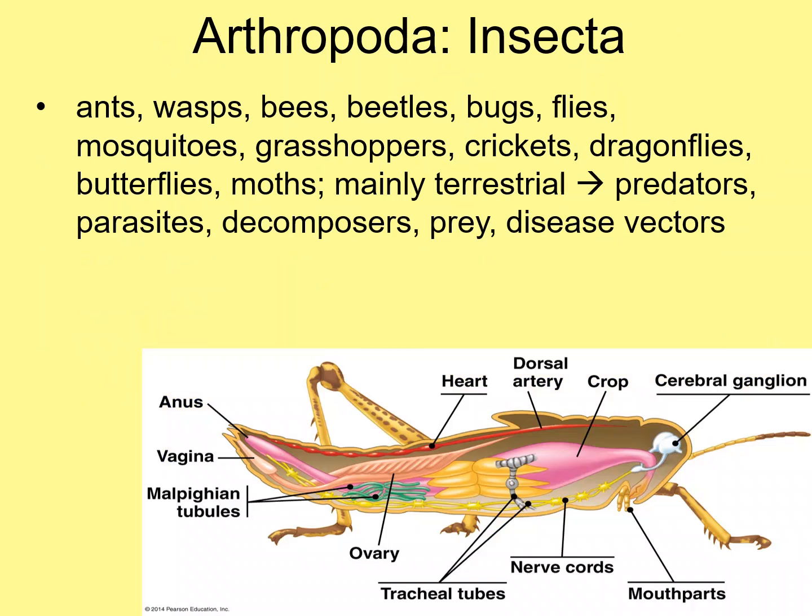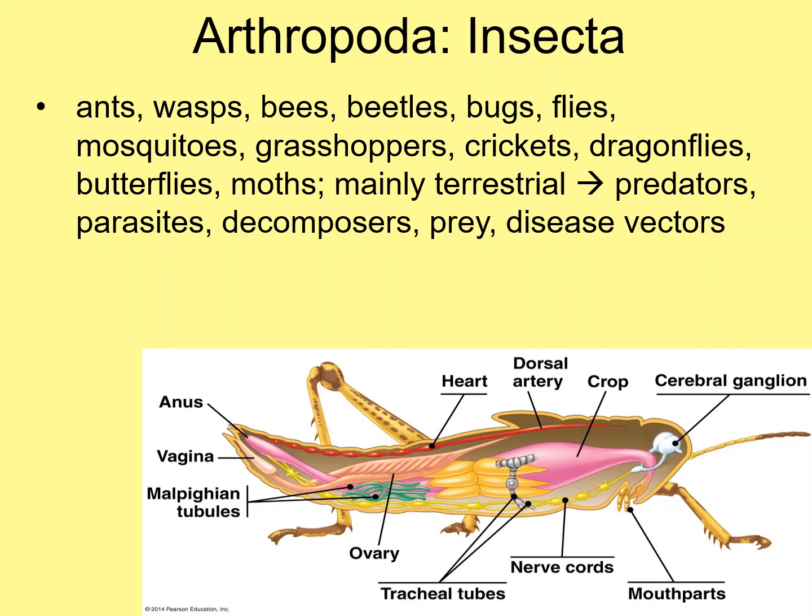Okay, so on to insects. This is our last group of arthropods, and again, the most diverse. So upwards of probably about 90% of arthropod species are insects. And these guys, again, are all over the map. We've got grazing herbivores, we've got predators, we've got parasites. We have ones that are dangerous, ones that are not so dangerous.